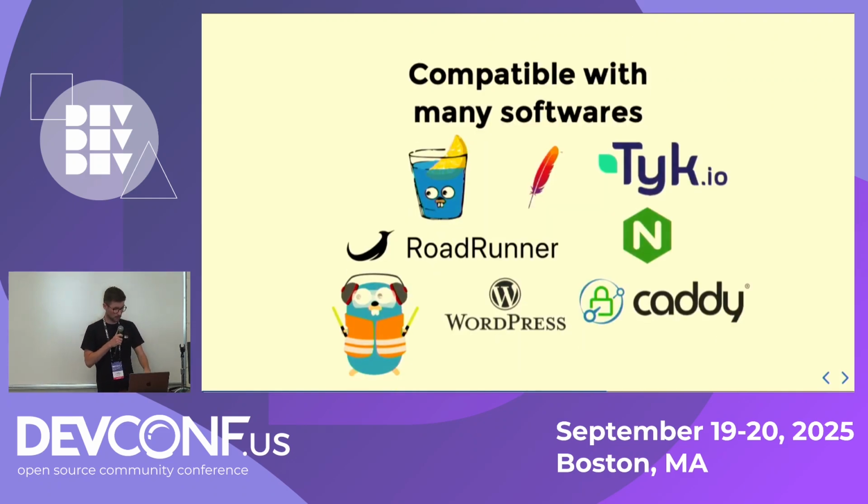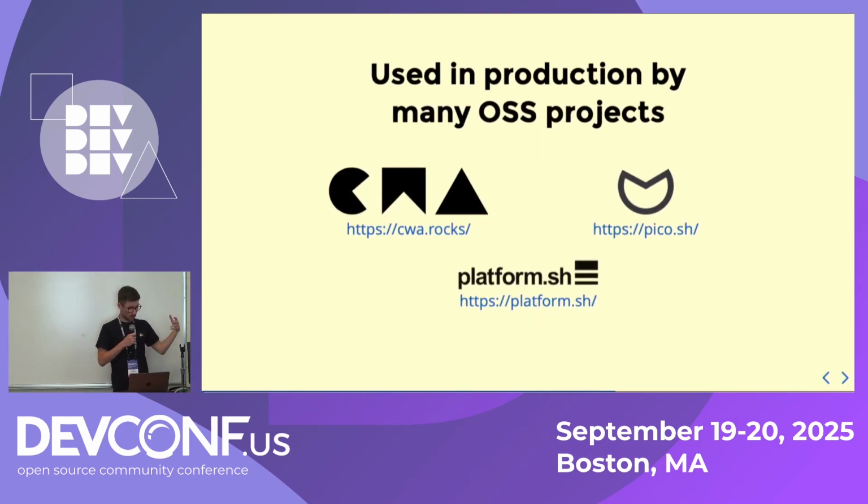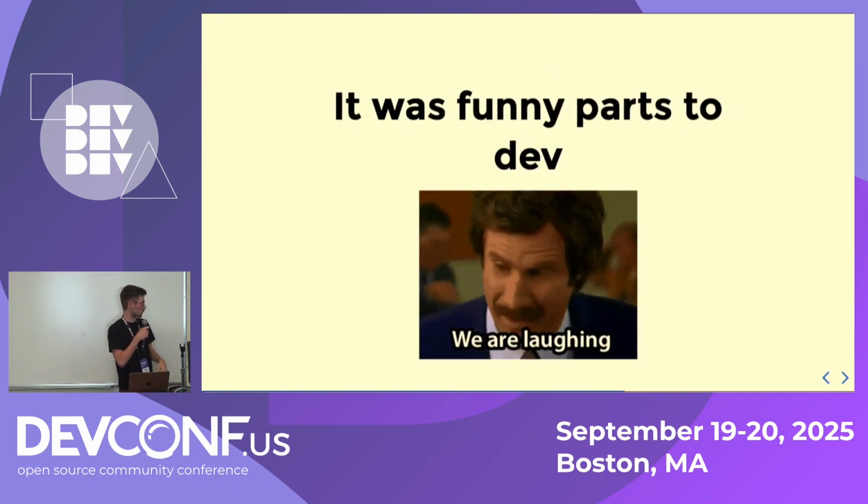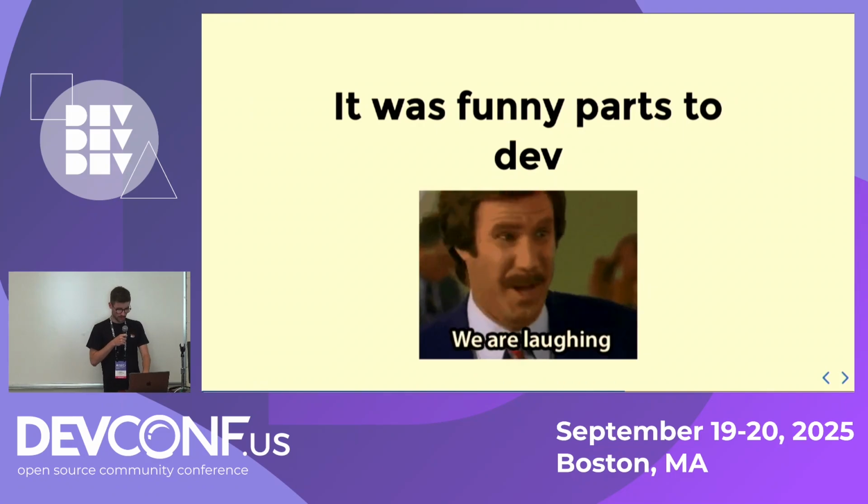So that's compatible with many software. You have Caddy and Træfik that are the most used for that. You can use it with WordPress, RoadRunner, Nginx, Apache, etc. So many open source projects are using it. CWA, .rocks, PicoSH, PlatformSH, and even big names like Louis Vuitton or Mercedes are using it. So that was some fun parts to develop in this project.